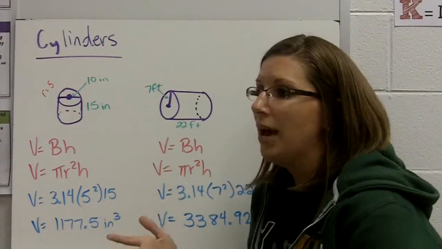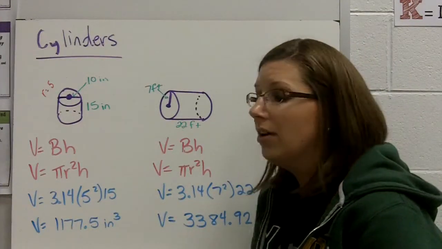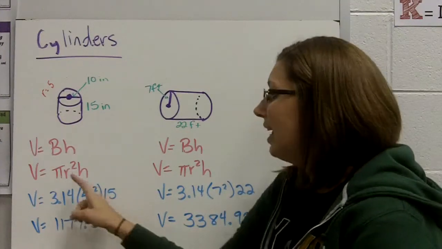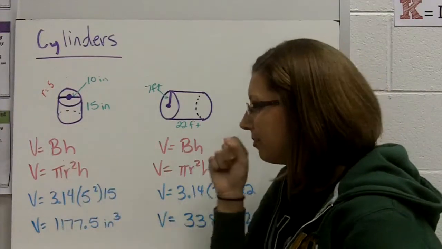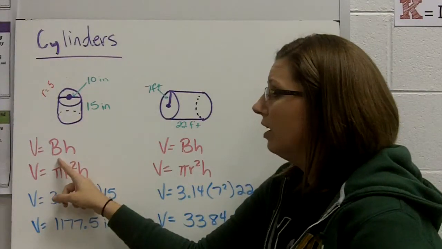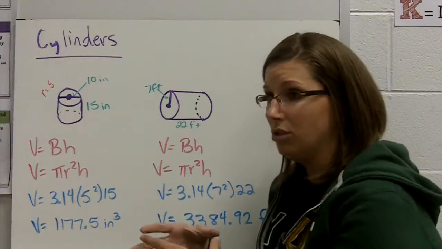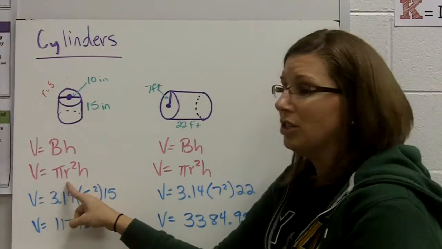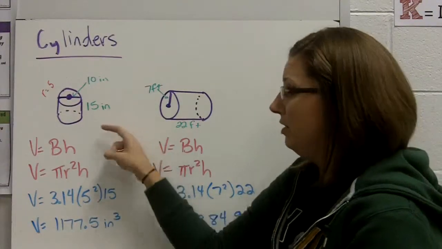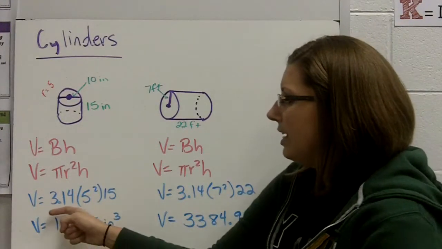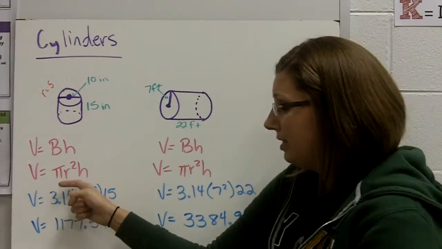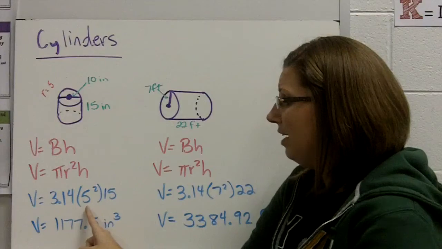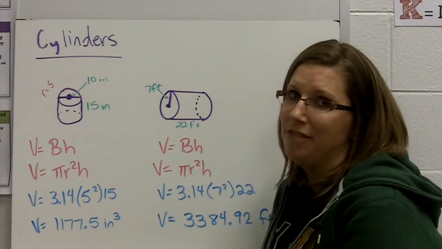So again, if you think back to the general formula for finding the volume of any prisms or cylinders, it's capital B times little h. Capital B stands for the area of the base shape, a circle. To find the area of a circle, we simply do pi r squared and then multiply by how tall it is. In this case, I'm multiplying, instead of pi, 3.14, radius was 5, squaring that and multiplying it by 15.